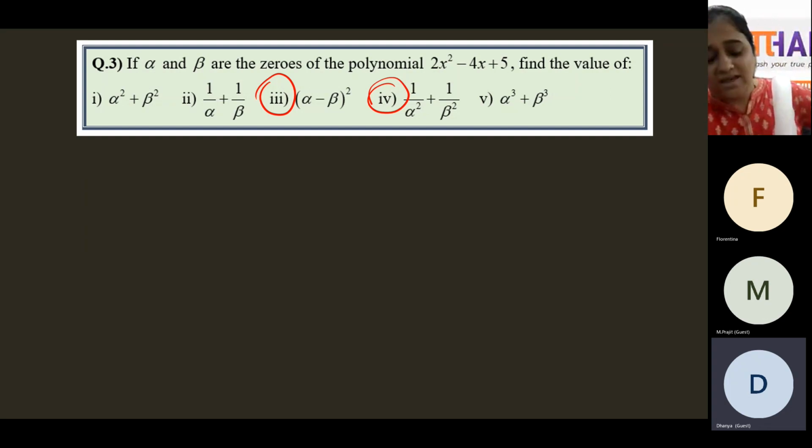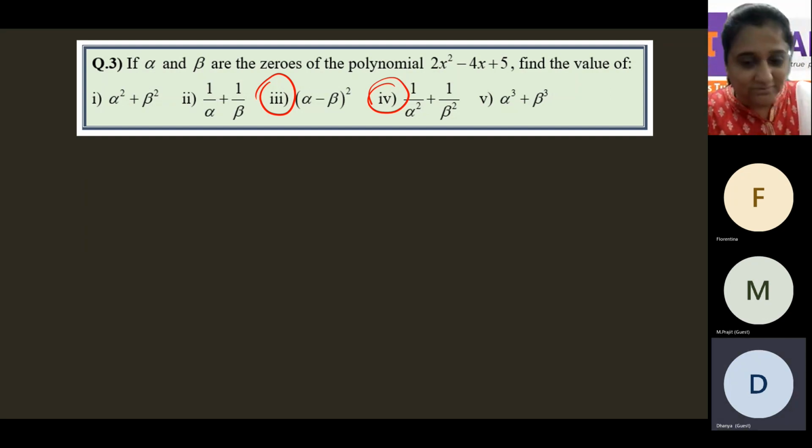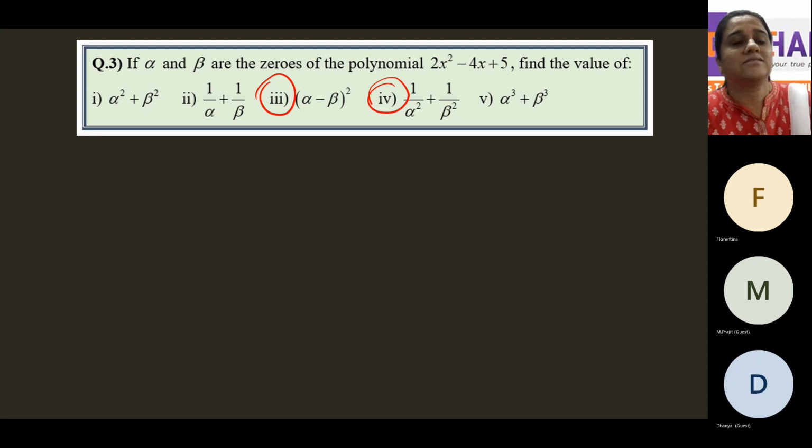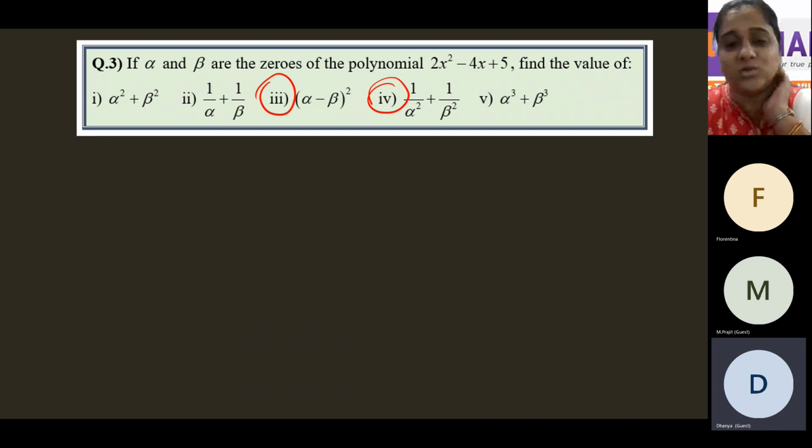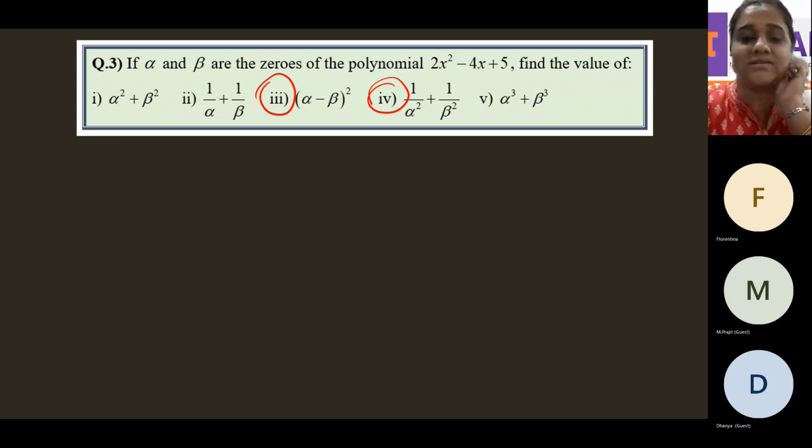Yes, you also found that, ma'am. Actually, it is alpha plus beta the whole square minus 2 alpha beta plus alpha beta. Alpha plus beta the whole square minus 2 alpha beta minus 2 alpha beta.